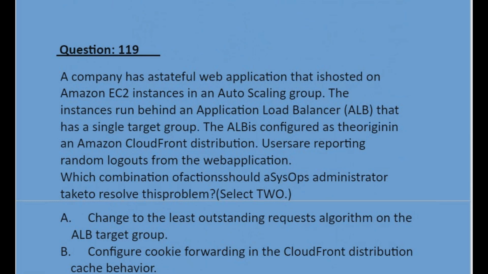Question is, a company has a stateful web application that is hosted on Amazon EC2 instances in an Auto Scaling group. The instances run behind an Application Load Balancer, ALB, that has a single target group. The ALB is configured as the origin in an Amazon CloudFront distribution. Users are reporting random logouts from the web application. Which combination of actions should a SysOps administrator take to resolve this problem? Select two options.